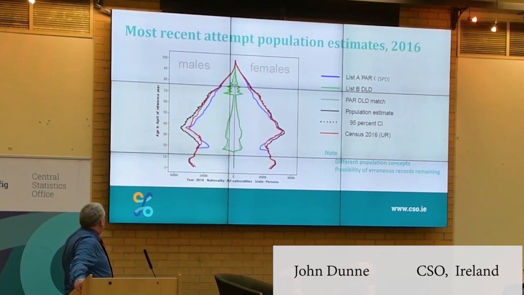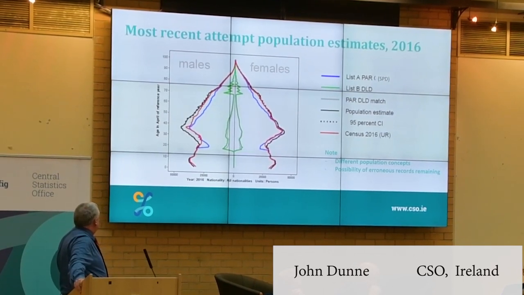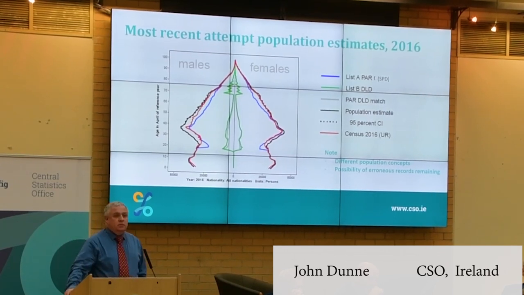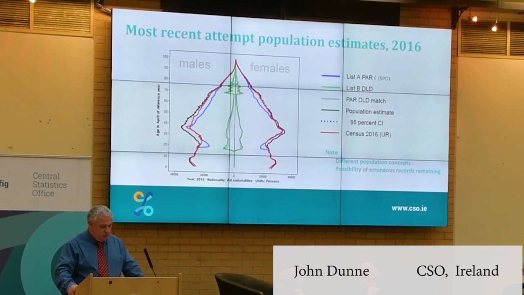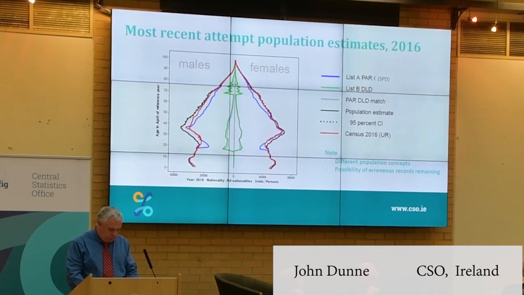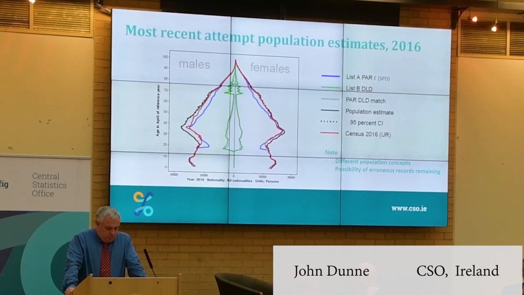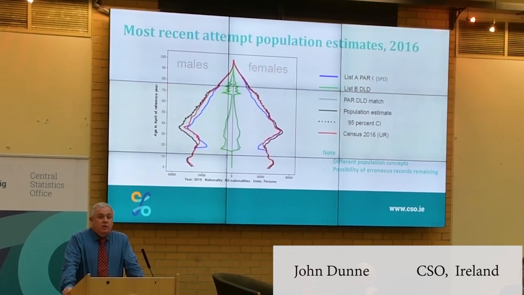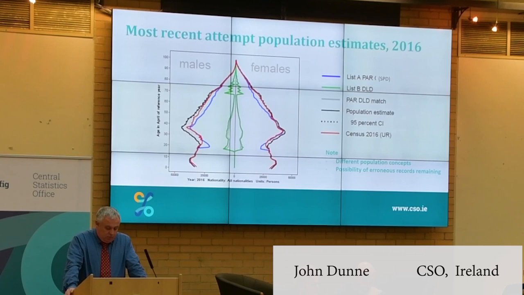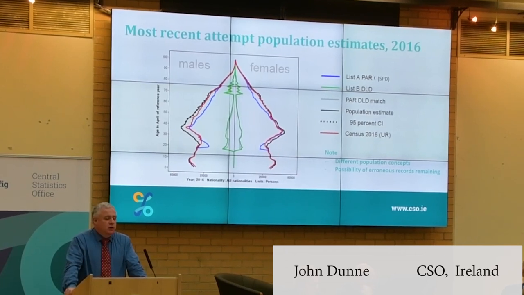Again, you'll see on the over 65 age category, we've got very good alignment through this use and development of these new methods. We still may have some erroneous records there, but we have a way to hunt and look for them.